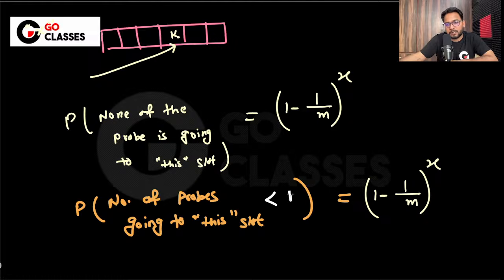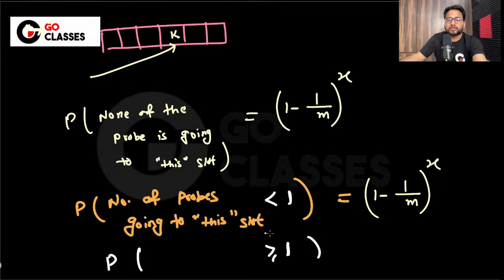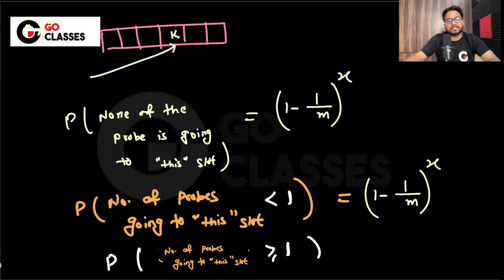Less than one is equal to zero only. But if they're asking greater than or equal to one, at least one is going. The same thing they're asking now: the number of props going to this slot should be at least one, which means greater than or equal to one. So what is this probability? Tell me. It will be 1 minus this probability, right?